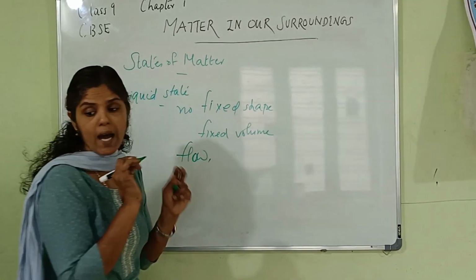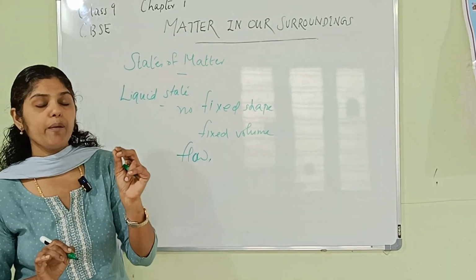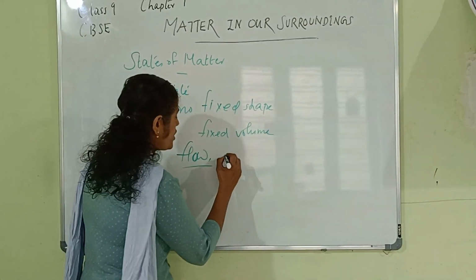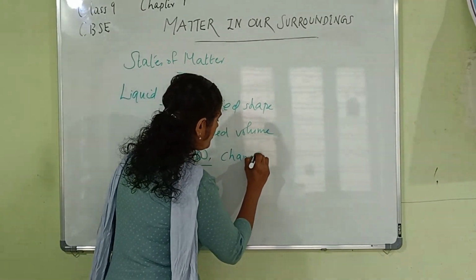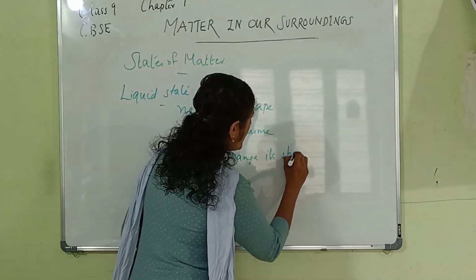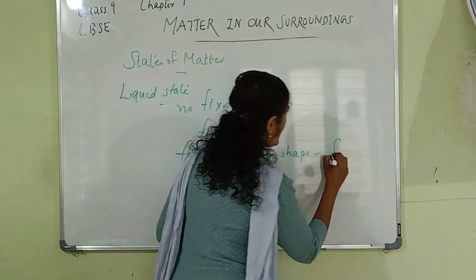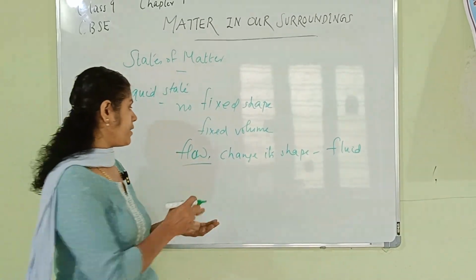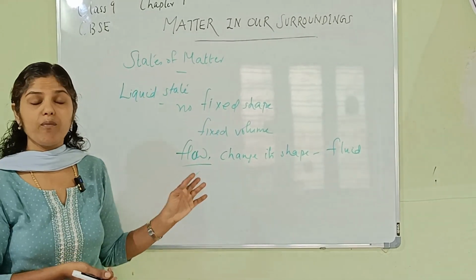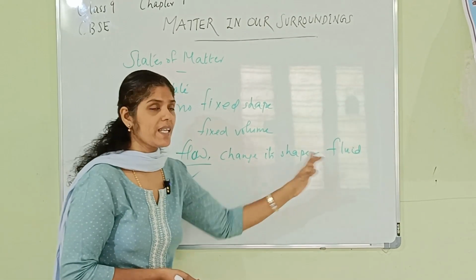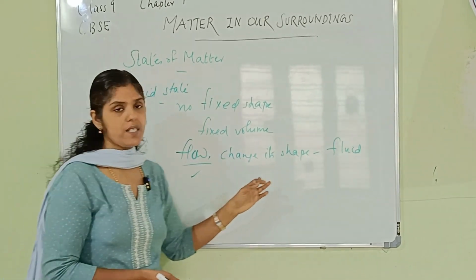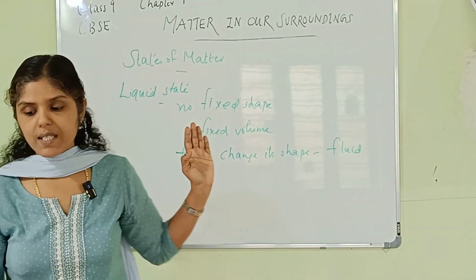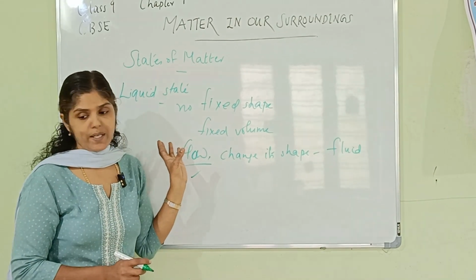That means it is not rigid, so it can be called a fluid. Why can liquid be called a fluid? Because it has the capacity to flow and it can change its shape. That is, it is not rigid as compared to solids. So these are the particular features of liquids.